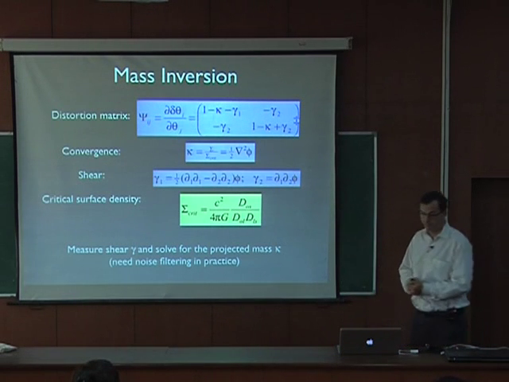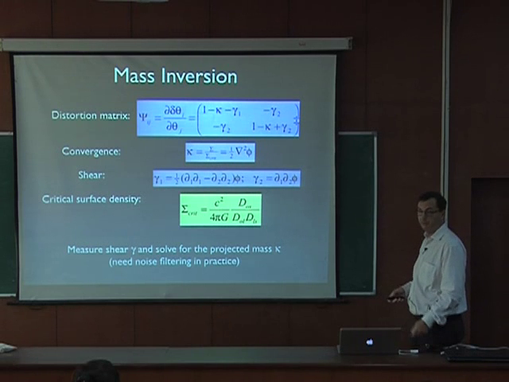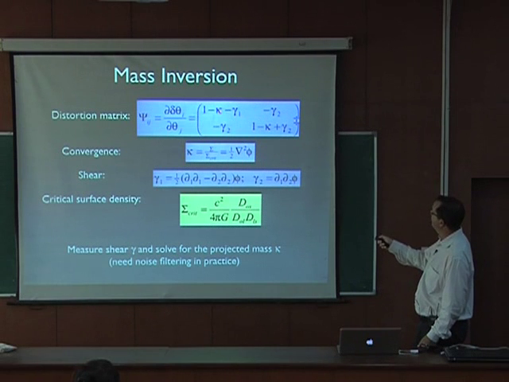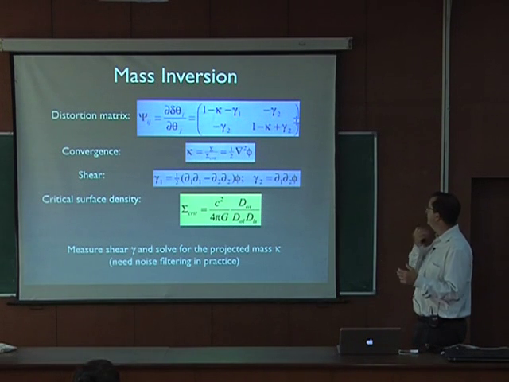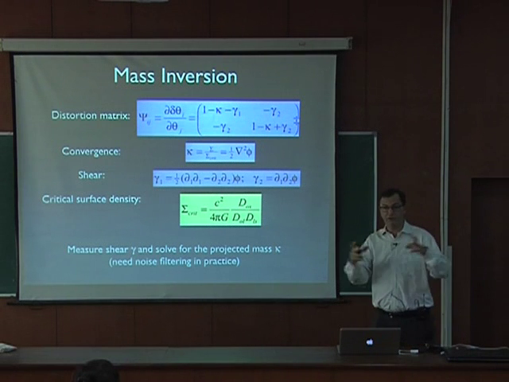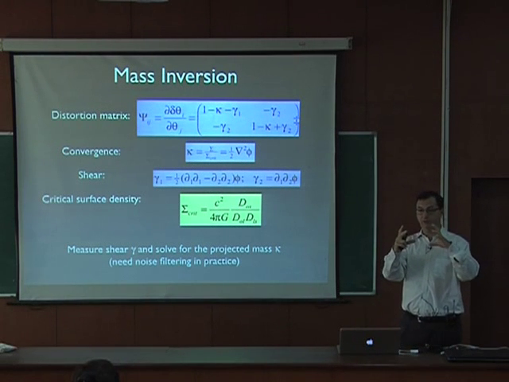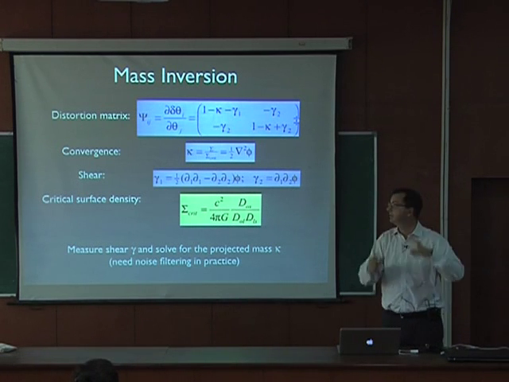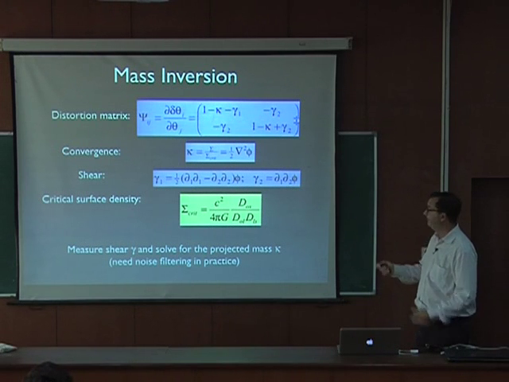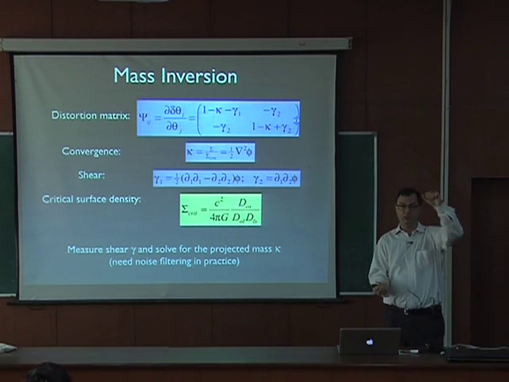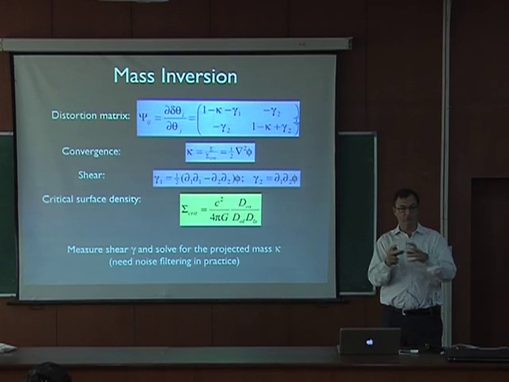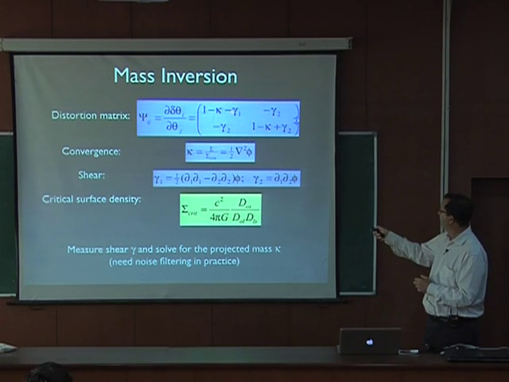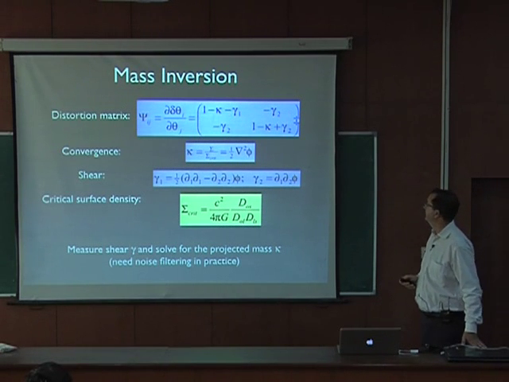So how do we reconstruct the mass? Well, let's go back to the distortion matrix with the two components, kappa and gamma. I remind you, kappa corresponds to dilations and contractions of the images. So you take the intrinsic shape and you stretch it in all directions at the same time, or you contract. That will be parameterized by kappa. But if you stretch in one direction and contract in the other direction, then you distort it. You make the galaxy image more elliptical, and that's characterized by gamma, the shear.